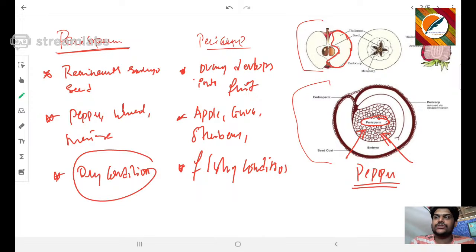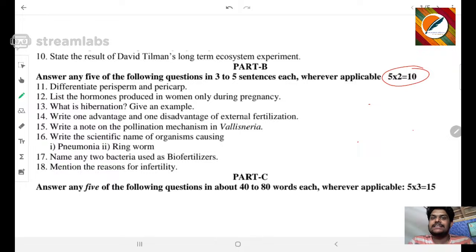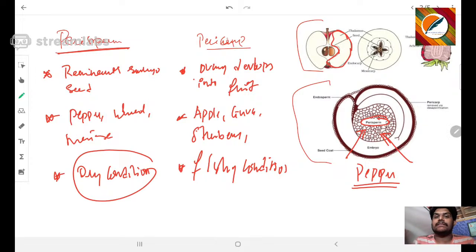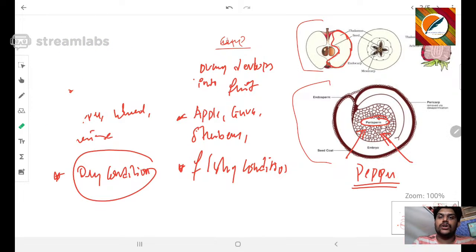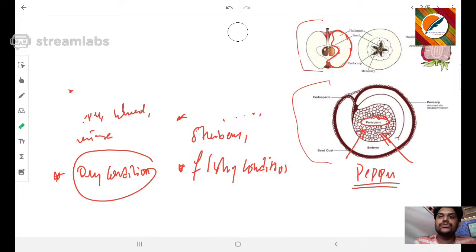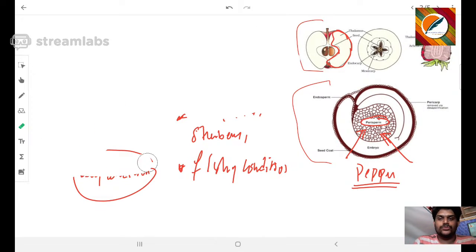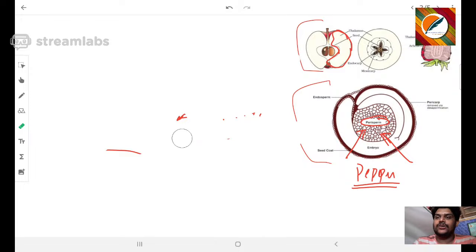Let's move to the next question: list the hormones produced in a woman during pregnancy. You can state that 5 different hormones are released during pregnancy. I'll just rub this so that we can move on. As you all know, there are mainly three that you can easily identify. First we will write the easier ones. This is the answer for the second question, the 12th question.